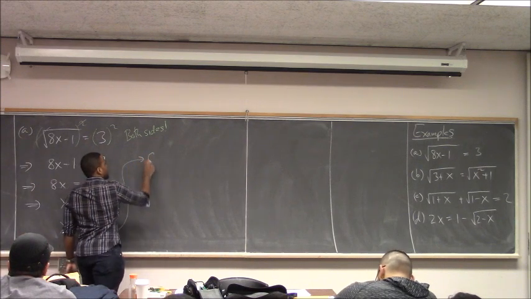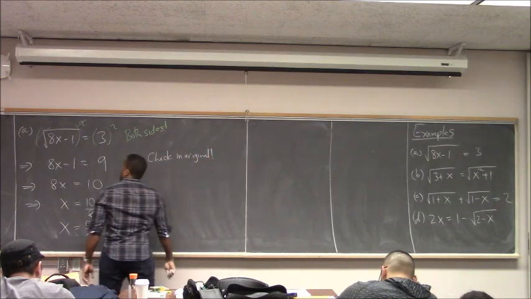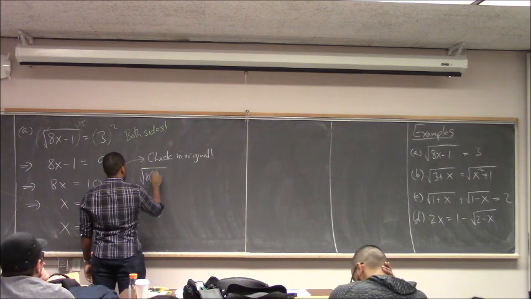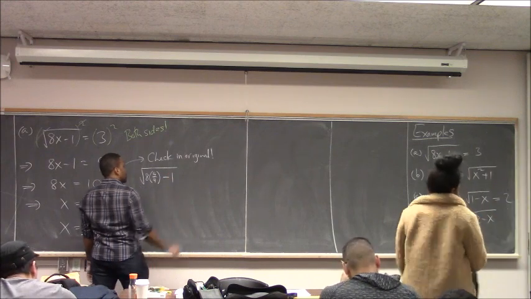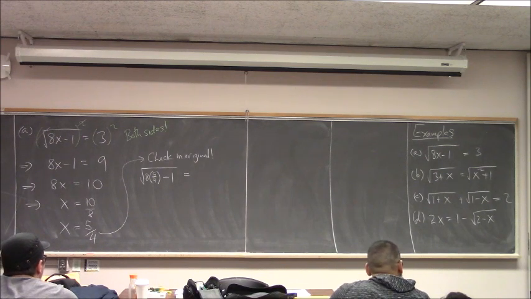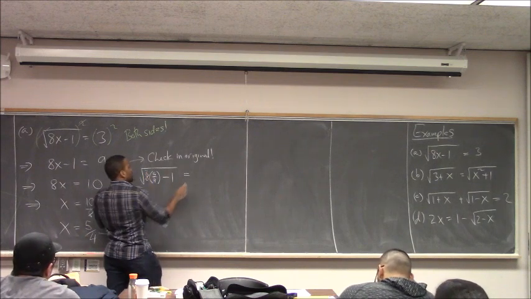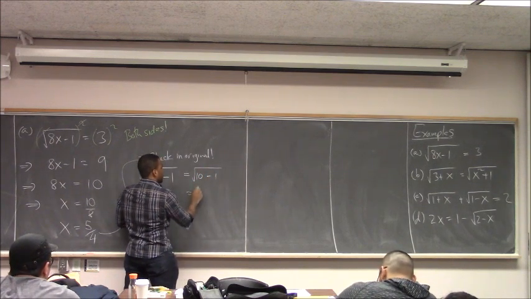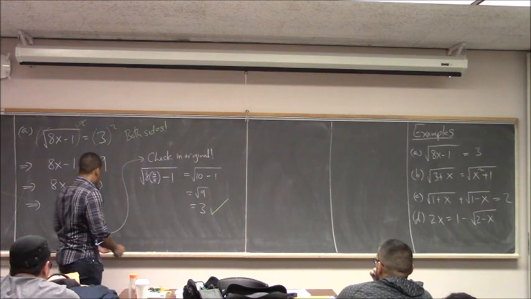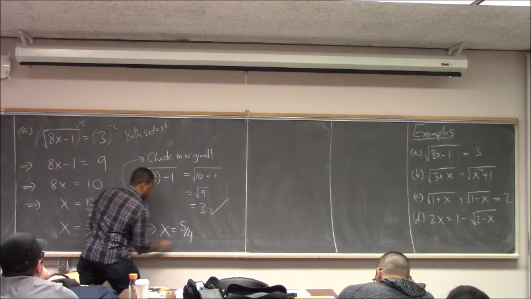You always need to check. So you take the radical of 8 times 5 over 4 minus 1. And so now, 8 times this, well, 4 goes into 8 two times, so that's just the radical of 10 minus 1, that's the radical of 9, and that is 3. So the check works out, and I am able to now say that x equals 5 over 4 is the solution.